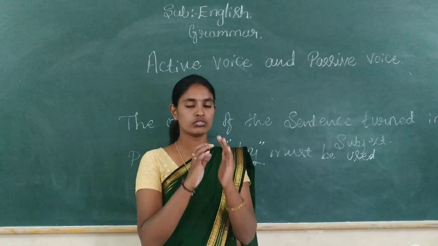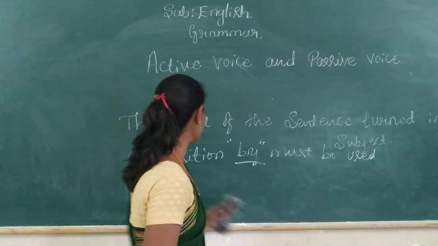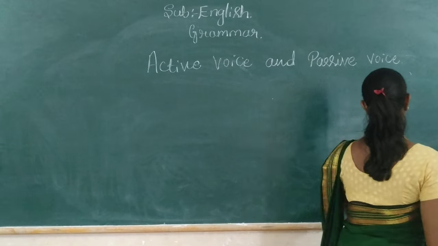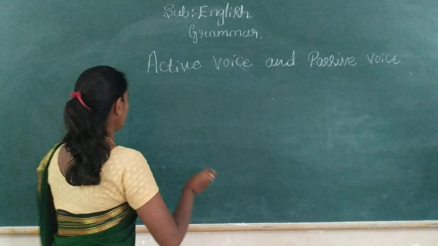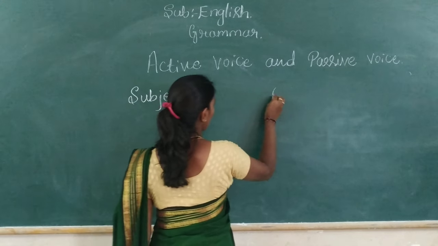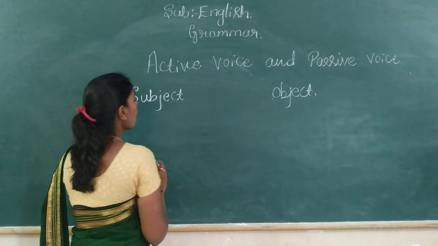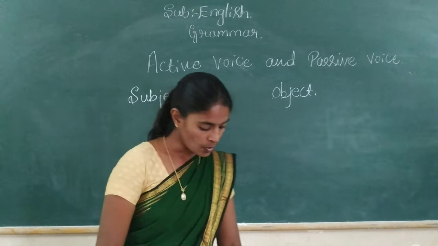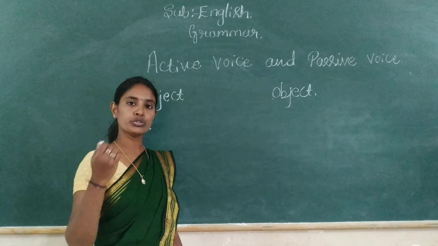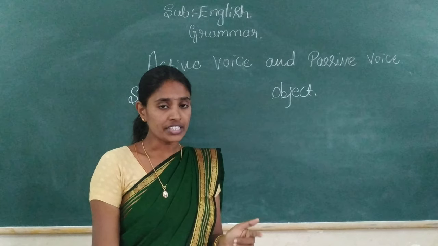How the subject changes into object. Okay, for example, how the subject changes into object. Here, the subject and object. There is a column that is subject and object. So in subject, it is I am going to temple. Instead of I, the subject, I changes into me.